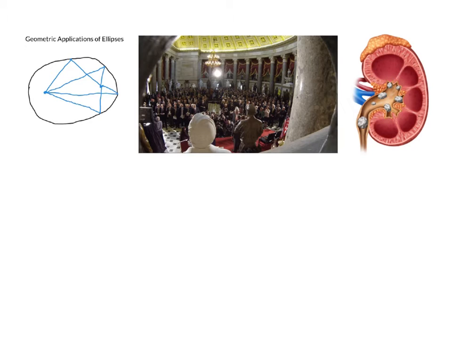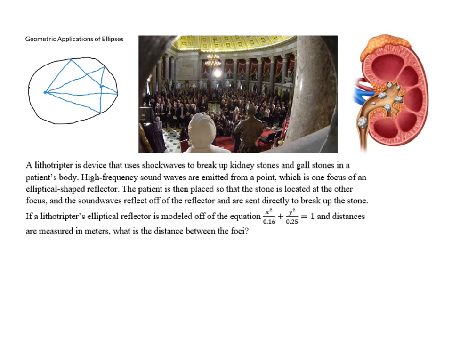In the last video, we looked at one geometric application of ellipses involving an elliptical shaped room and overhearing whispers. Next, we're going to look at an example that involves treatment of kidney stones. A lithotripter is a device that uses shock waves to break up kidney stones and gallstones in a patient's body.